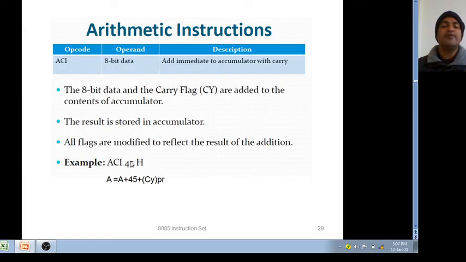This I indicates 45 is data, this C indicates the previous carry flag, and you are adding in A, and it again stores the result. All flags are modified to reflect the result. It means after all arithmetic instructions like ADD, ACI, ADC, all the flags will be affected. You have to remember, in case of data transfer instructions, the flag register is not affected, because you are just transferring data from source to destination.